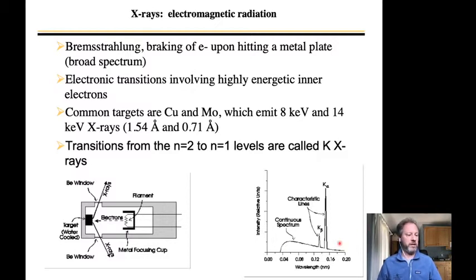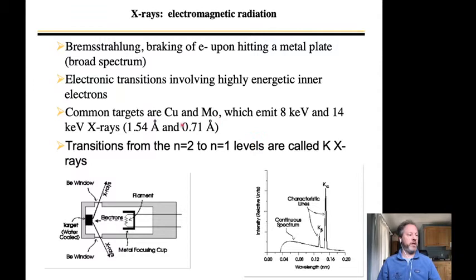And then there are characteristic lines, the K alpha and the K beta lines. These lines are the lines due to electronic transitions. So when the electron beam hits the target, a core electron is ejected from the n equals 1 level, and an electron transitions from the n equals 2 to the n equals 1 level. As that electron falls, it releases an X-ray. And it gives a very sharp band because the energy gap between those shells is quantized. So it's a very narrow band.